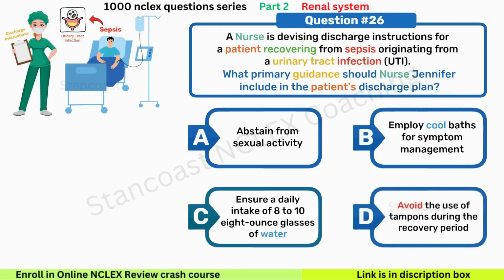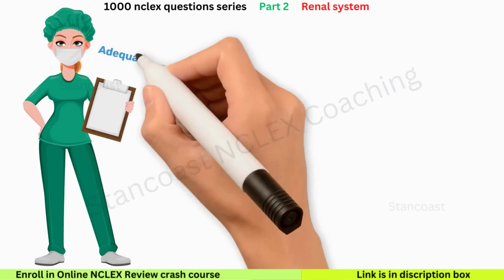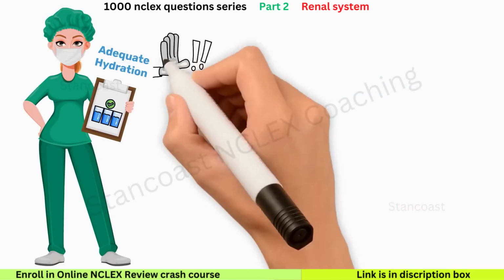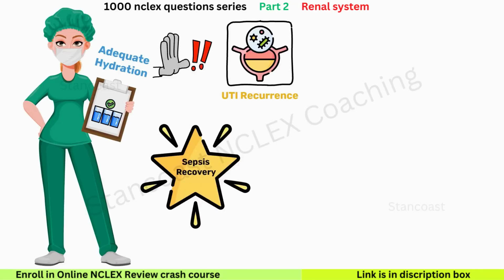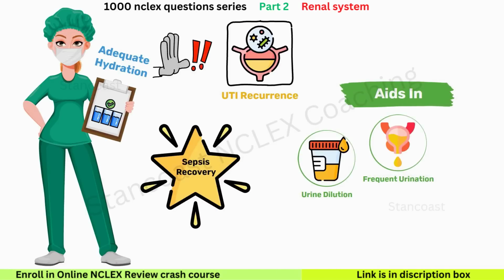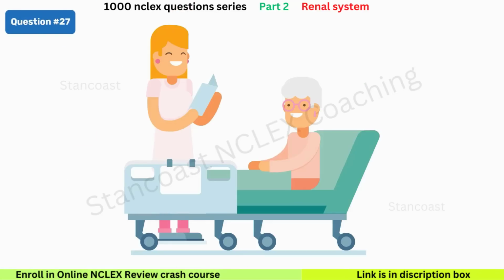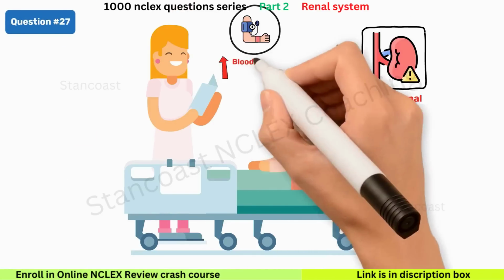Correct answer, C. Ensuring a daily intake of 8 to 10 8-ounce glasses of water is crucial. Adequate hydration is pivotal in preventing UTI reoccurrence, especially following sepsis recovery. This practice aids in urine dilution and encourages frequent urination, effectively flushing bacteria from the urinary tract to prevent further infection.